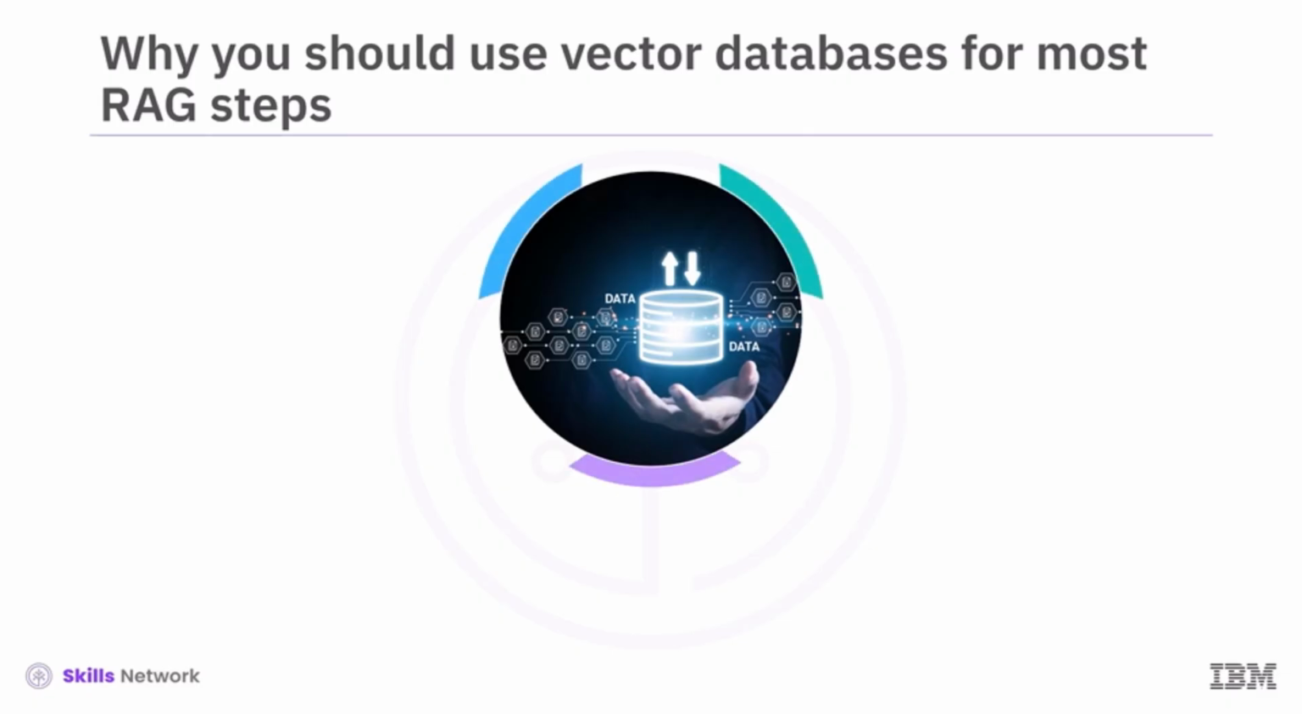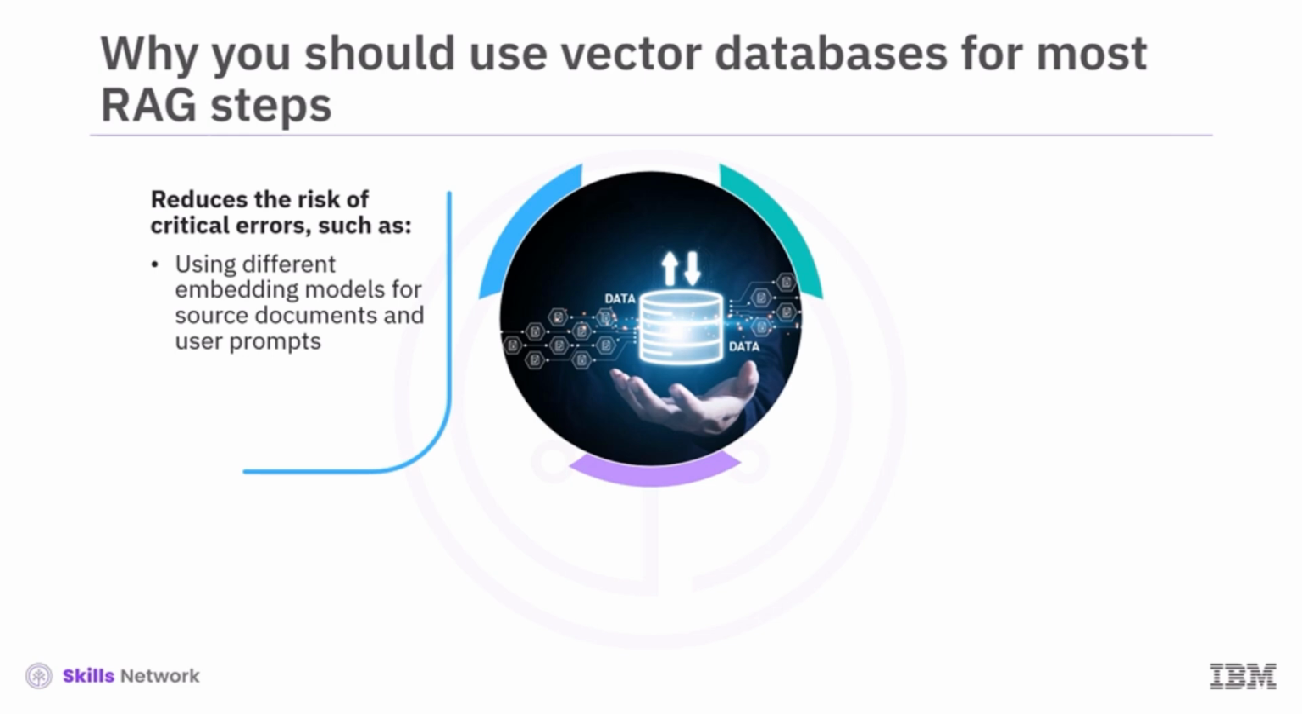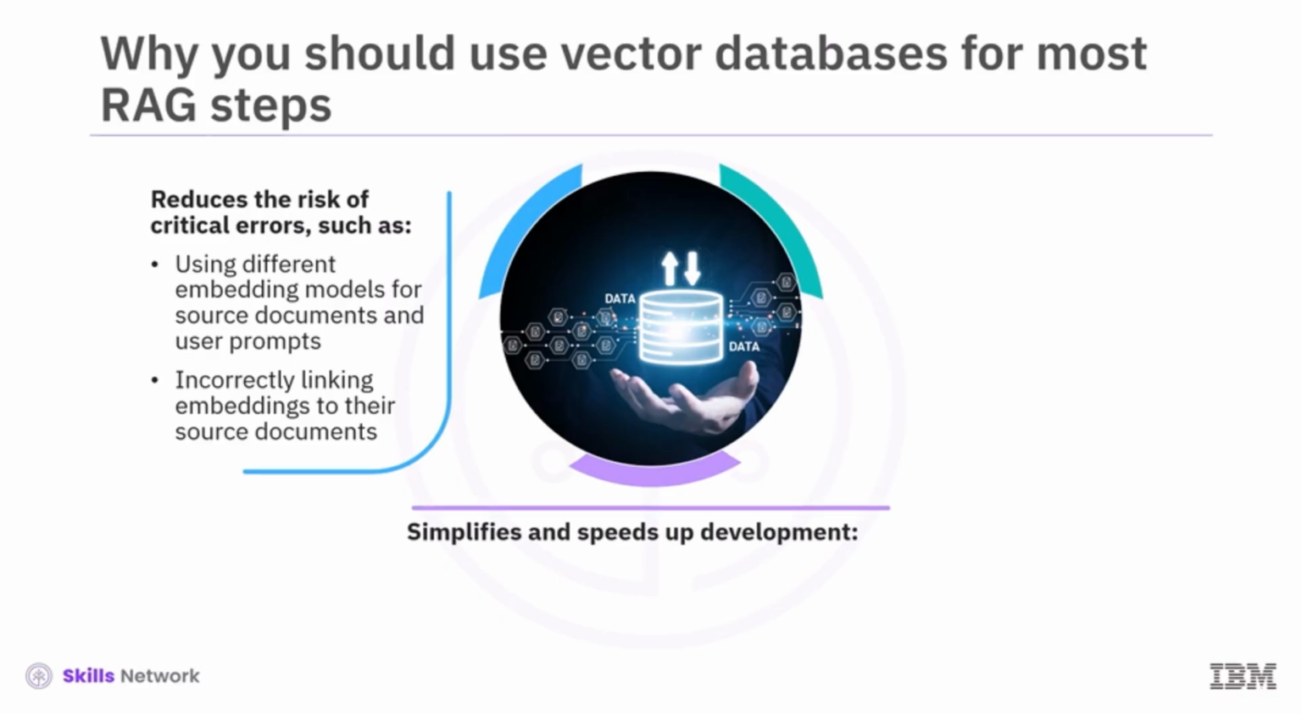Let's now discuss why you would want to use a vector database to perform most steps inside a RAG pipeline. First off, using a vector database helps prevent critical mistakes, such as accidentally using different embedding models for source documents and user prompts, or incorrectly linking embeddings to their corresponding source documents. Secondly, development becomes faster and cleaner when more steps are offloaded to vector databases. With fewer moving parts and less custom logic, your codebase stays simpler and easier to maintain, which in turn makes it faster to implement and debug.